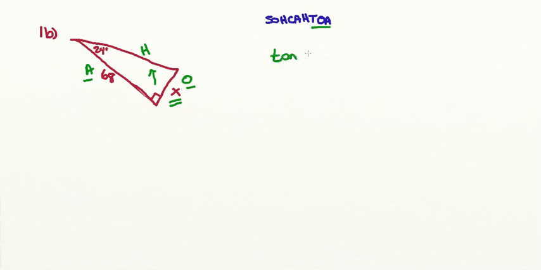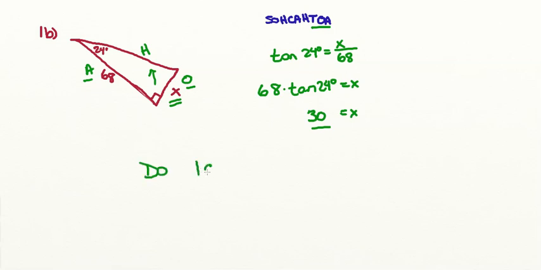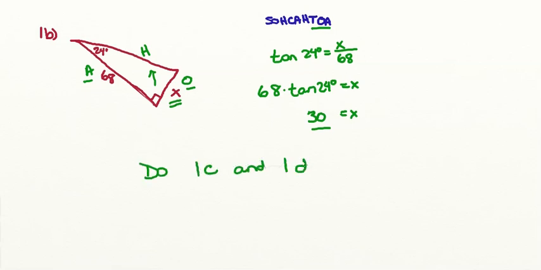So tan of 24 degrees is opposite over adjacent. We need to solve for x, so times both sides by 68. So 68 times tangent of 24 degrees equals x. Now we use our calculator. We want the answer to the nearest whole number, so x equals 30. Please do 1c and 1d.